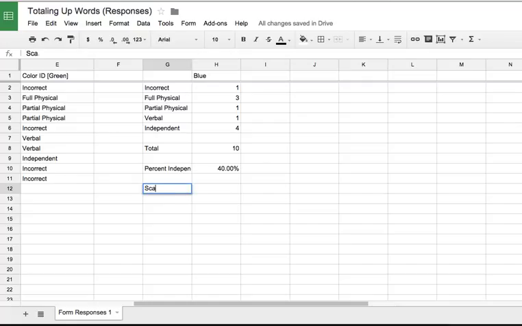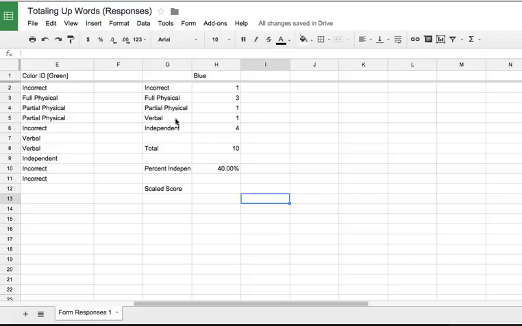So what we're going to do is figure out a scaled score. The theory behind this is I'm going to give you 0 if you're incorrect, 1 point if you're full physical, 2 points for partial physical, 3 points for verbal, 4 points for independent. So for each trial, there's a chance to get 4 points. If you got 3 points every time, you're going to be at 75% because you got 3 out of 4 every time. That's the idea there.